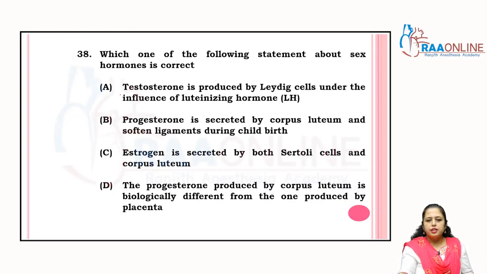Come to the next question, that is 38. Which one of the following statements about sex hormone is correct? Testosterone is produced by the Leydig cells exactly under the influence of the luteinizing hormone. Exactly, in males it is called ICSH, that is interstitial cell stimulating hormone, right?